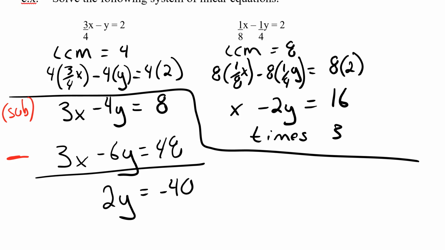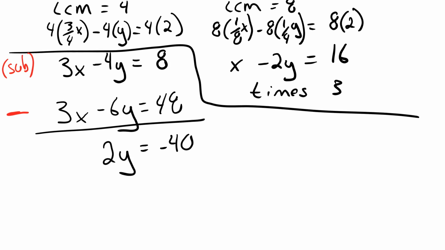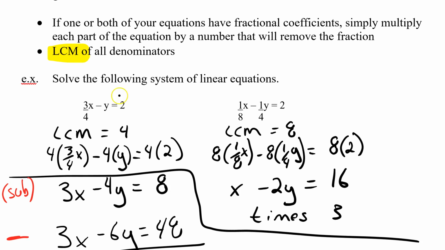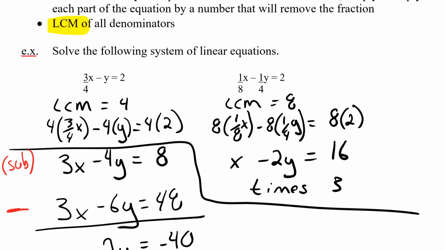So I have to isolate my y. I'm going to divide each side by 2. And my y is going to be minus 20. So I've just calculated the y value that works for both equations. Now let's do the x. Again, I can choose either of my formulas. If I look at my original formulas, I think this one's a little bit easier to work with because I have less fractions. So I'm going to use that one.